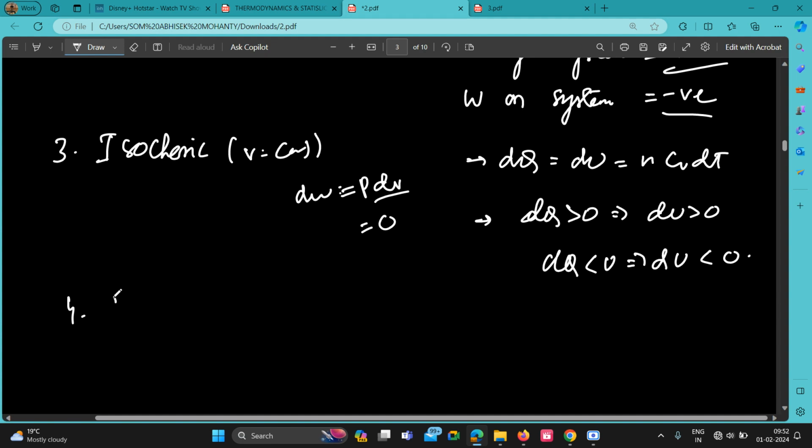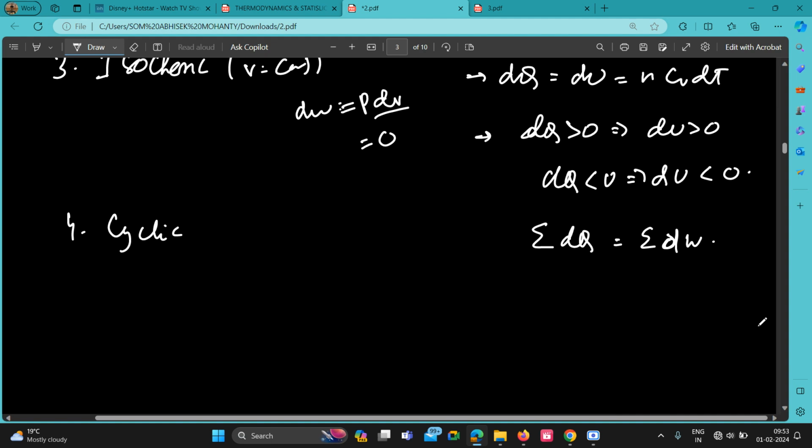Next is cyclic process. In a cyclic process, summation of dQ is equal to summation of dW. That's it. In a cyclic process dU is 0. Why? Because U is a state function. If it starts here and ends here, dU means energy at the initial point minus the final point. Initial and final are the same, so that is 0.